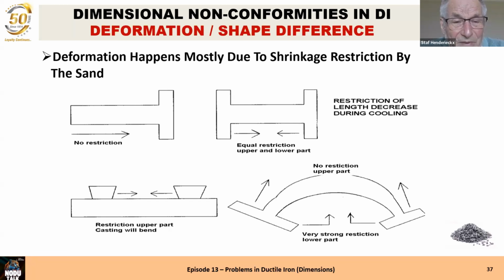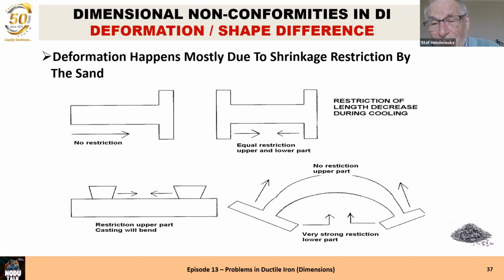Left bottom, you can see a casting with two risers. If you have the risers, and in between the risers there is a strong sand, let's say mostly chemically bonded sand, then it will be impossible for it to shrink over there. And what can you get then? It will bend. And how will it bend? It will be smaller at the bottom compared to the top, because at the bottom it can shrink without any problem, but not on the top, and the casting deforms.